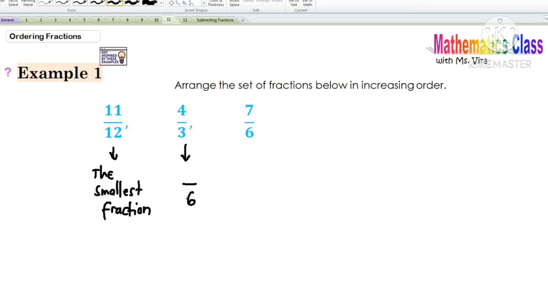It becomes 8 over 6. And it's clearly 7 over 6 is smaller than 8 over 6. Since the question says we need to arrange those fractions in increasing order, we need to start with 11 over 12, then 7 over 6, last with 4 thirds.